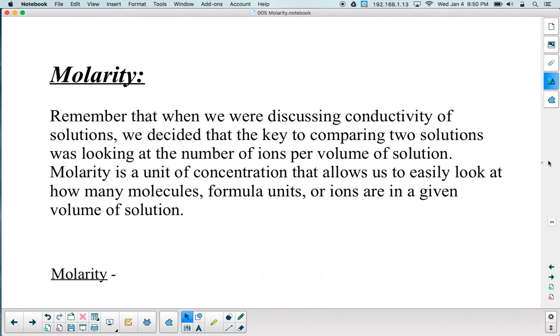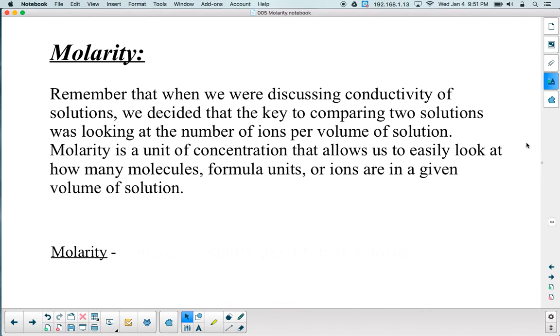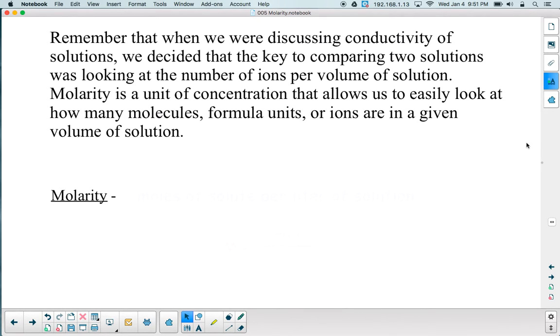Remember that when we were discussing the conductivity of solutions, we decided that the key to comparing two solutions was looking at the number of ions per volume of solution. Molarity is a unit of concentration that allows us to easily look at how many molecules, formula units, or ions are in a given solution. Remember that chemists prefer to count in moles rather than individual particles, so even when we're counting particles in solution, we still want to count those particles in terms of how many moles are present in a given volume of solution.